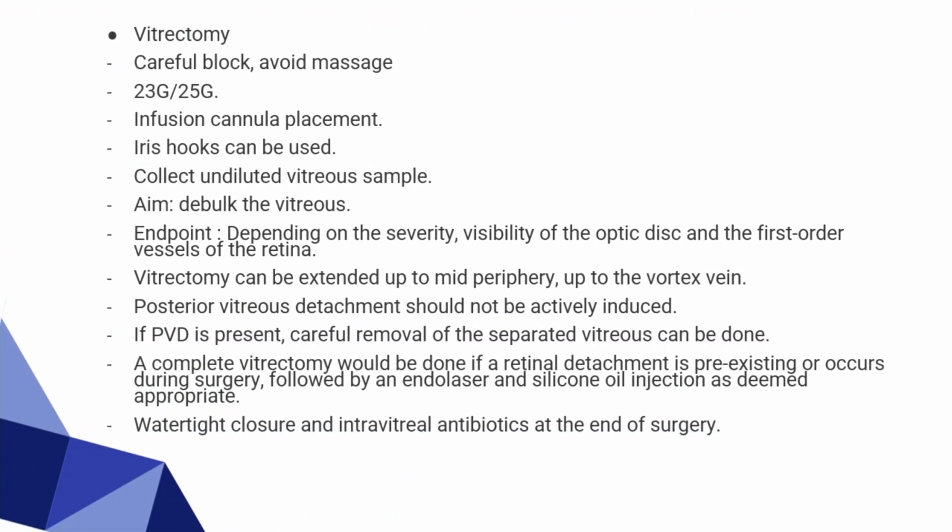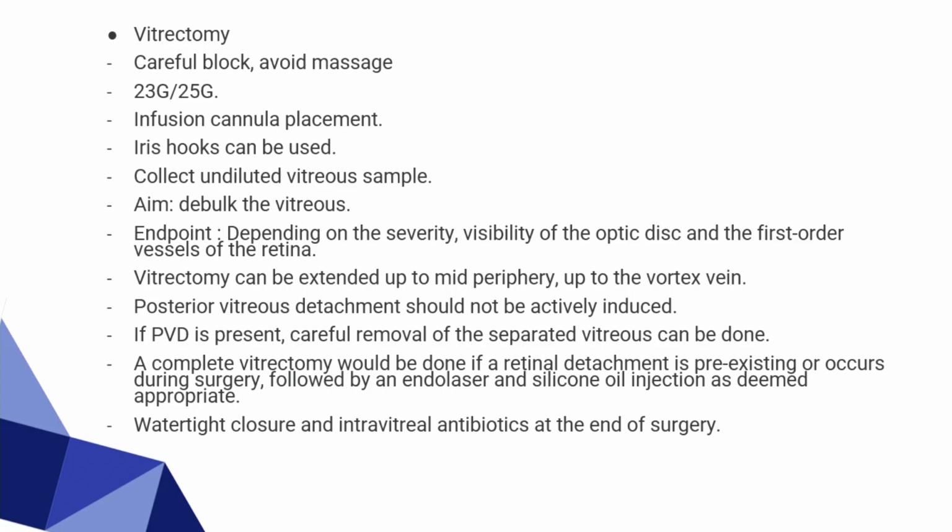So the steps of vitrectomy in a case of post-operative endophthalmitis: the first thing is to give a very careful block and avoid massage. We can use either 23 gauge or 25 gauge, and the infusion cannula placement does not have to be necessarily inferotemporal. It could be wherever the infusion cannula can be best visualized.